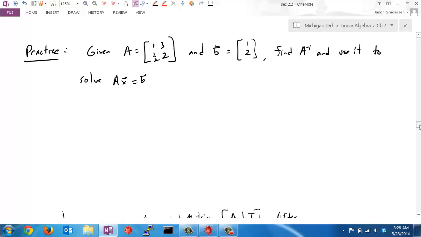Solution, check your neighbor. Differences, combat.